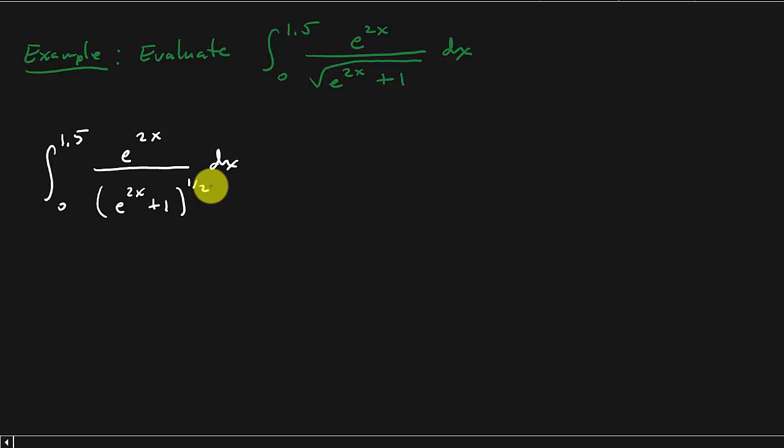Because when I look at this, what's the derivative of e to the 2x plus 1? Well, the derivative of 1 is 0. The derivative of e to the 2x is e to the 2x times 2, right? It's just e to the 2x times the derivative of the exponent. And I've got this e to the 2x. See, I've got that there. I'm just missing the 2. But we know how to deal with that. You just multiply by 2, go outside the integral symbol and multiply by 1/2.